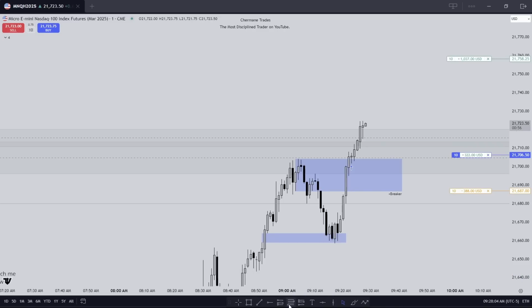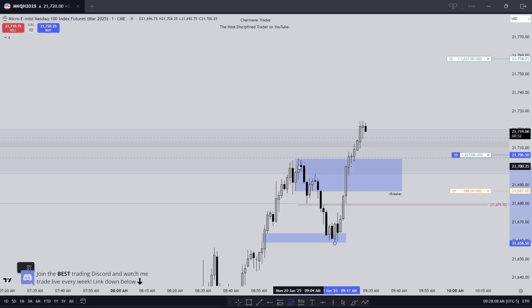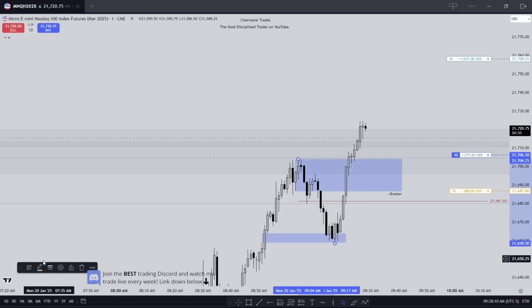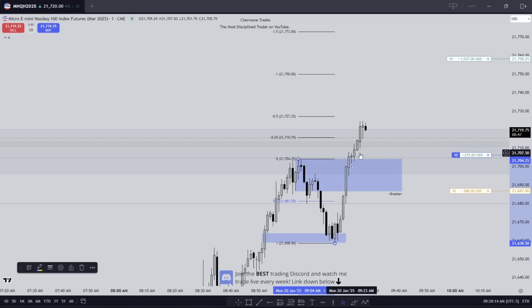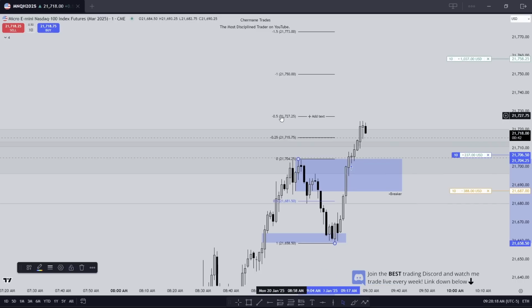I'm going to run some fib projections here. I'm going to take this low up to this high. I'm going to get some projections. And let's see. If we can displace above the -0.5 standard deviation, then I'll feel comfortable moving my stop to break even. But until then, like I said, I'm not really in a rush to do that.